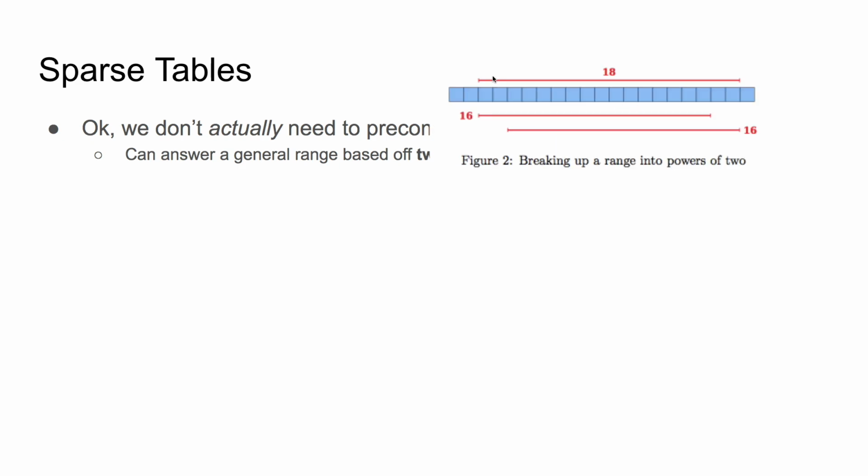So the idea is that suppose we have this range of length 18. If we just break it up into ranges of length 16, we can just merge them together. Again, we're taking advantage of the fact that they're intersecting. And in general, we can always break up a range into smaller ranges of a power of 2, because the nearest power of 2 is at least half of the size of the original one. So if we can pre-compute for every starting index the power of 2 length, we can always take a general range and decompose its length into a power of 2 using 2 of them.